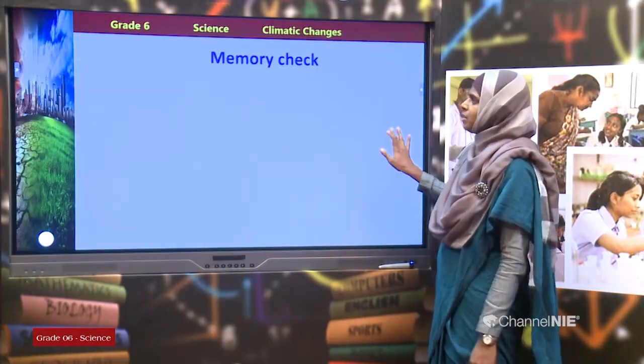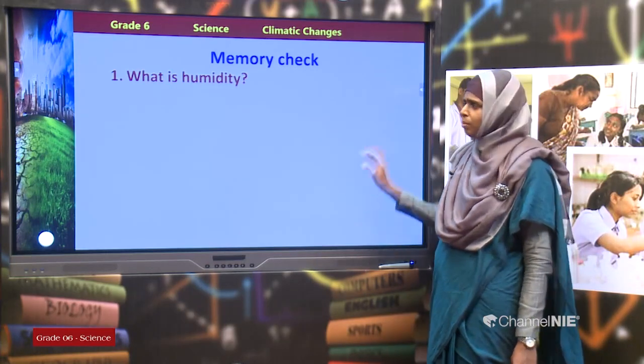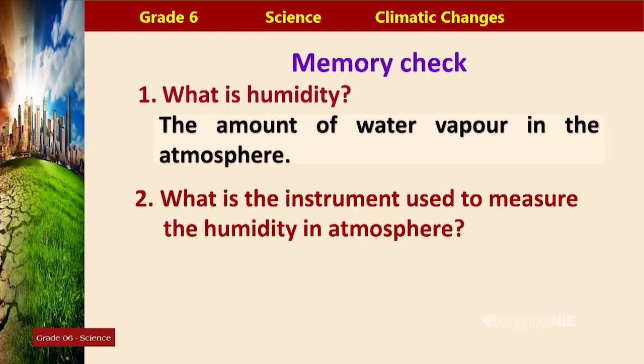Yes, tell me the answers. What is meant by humidity? Can you remember? Yes, the amount of water vapor in the atmosphere is called humidity. What is the instrument used to measure the humidity in the atmosphere, children? Yes, we said an instrument called a hygrometer is used in order to measure the humidity of the atmosphere.